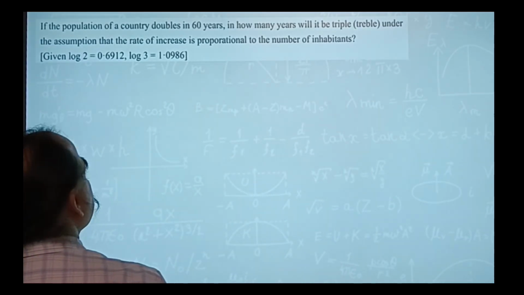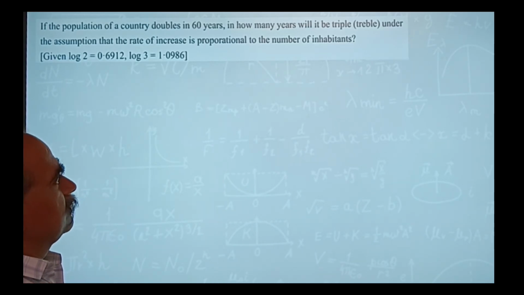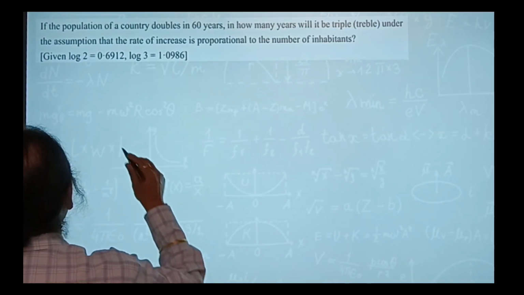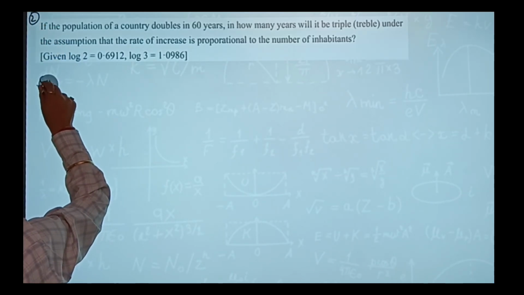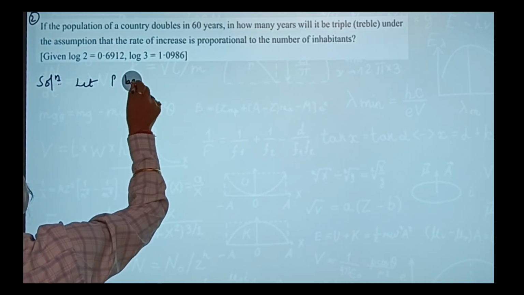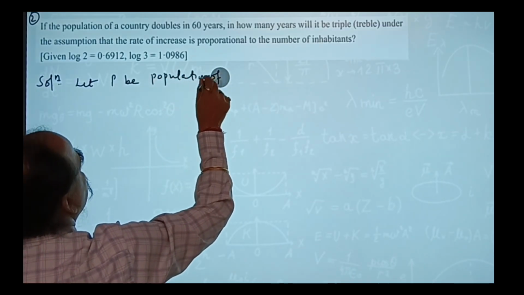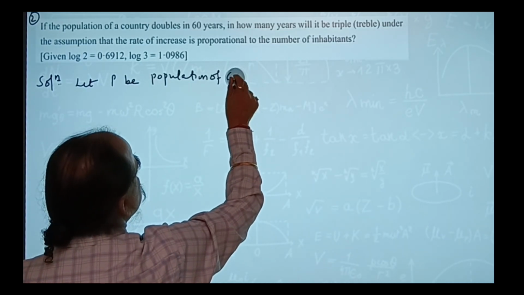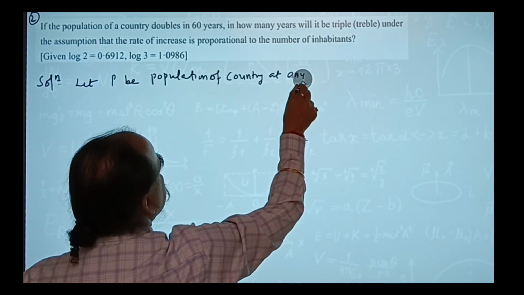If population of country doubles in 60 years, in how many years will it be triple? Under the assumptions that the rate of increase is proportional to the number of inhabitants. Let P be population of country at any time t.